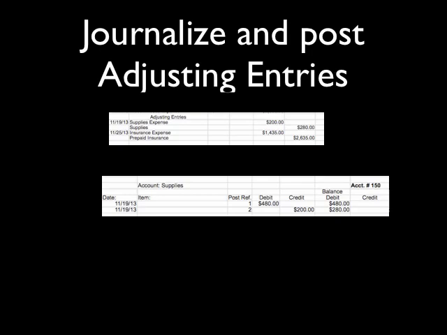Next, we have to journalize and post those adjusting entries. So to start the month, we had $480 of supplies. We used $200 of those supplies, which gives us $280 left. So we post that into the general ledger as well as the journal itself.